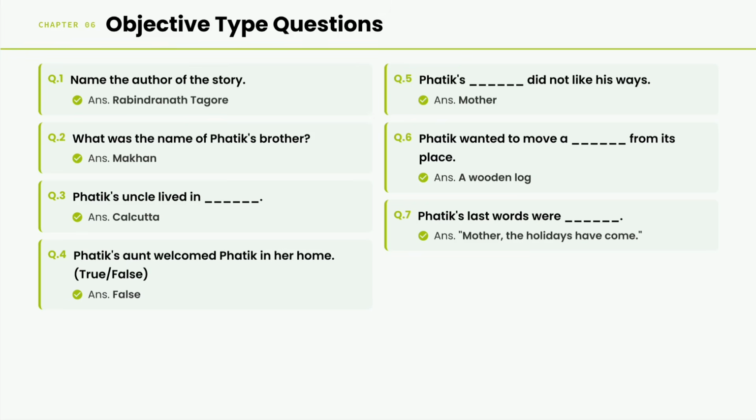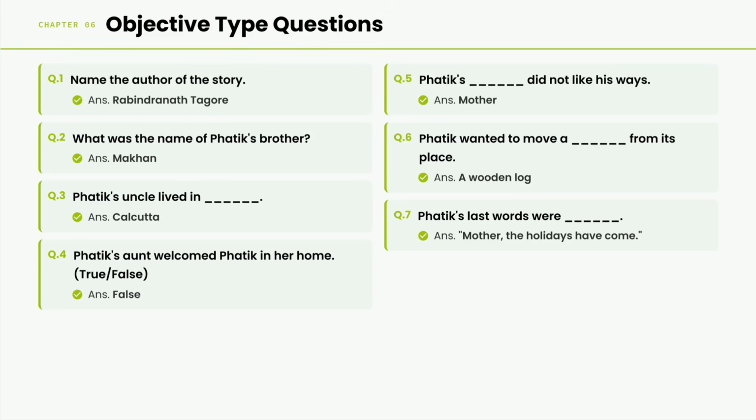Question 5. Fatik's ______ did not like his ways. Answer: mother. Question 6. Fatik wanted to move ______ from its place. Answer: a wooden log. Question 7. Fatik's last words were ______.